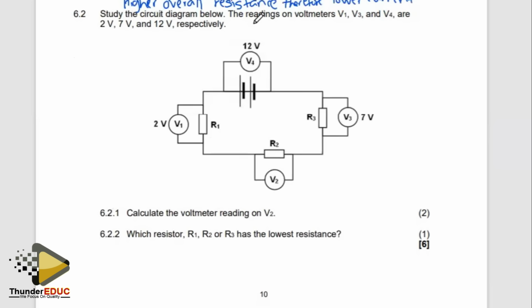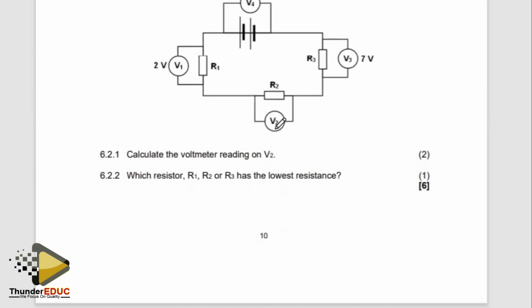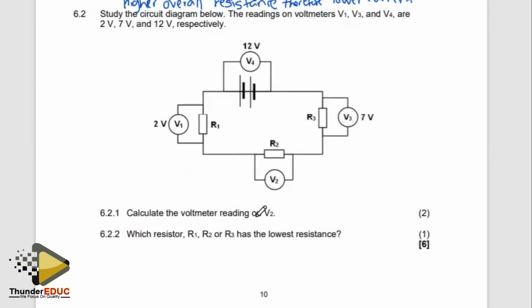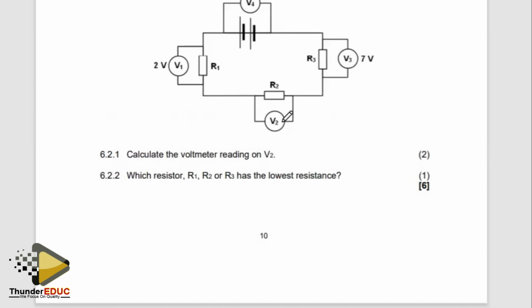Okay, let's move on to 6.2. Study the circuit diagram below. The readings on voltmeters V1, V3, and V4 are 2 V, 7 V, and 12 V respectively. We are checking that these resistors are connected in series, right? These resistors R1, R2, R3 are connected in series. Calculate the voltmeter reading on V2.